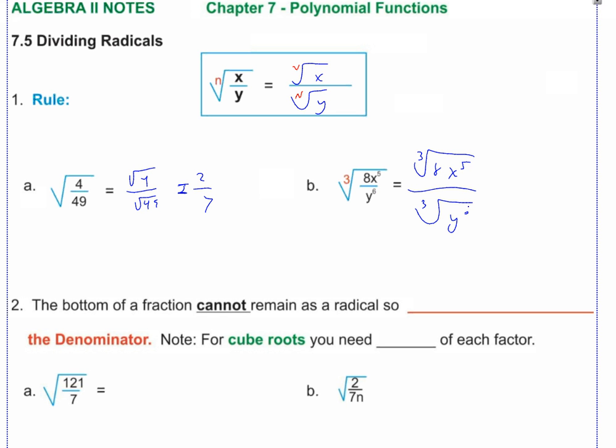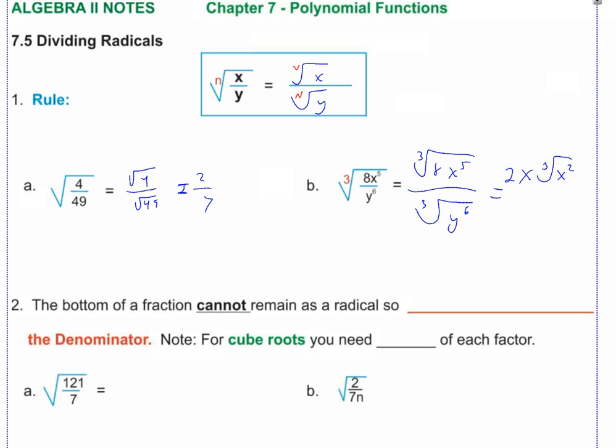So you've got the cube root of 8x to the 5th over the cube root of y to the 6th. Are you good enough to know the cube root of 8 is 2? After you see that one a bunch of times, hopefully that gets to be automatic. And again, when you look at an x to the 5th, you have to be thinking, all right, I can take the cube root of 3 of those x to the 5ths. The cube root of x cubed is an x. And I used up 3 of them, and there are 2 of them left in there, right?